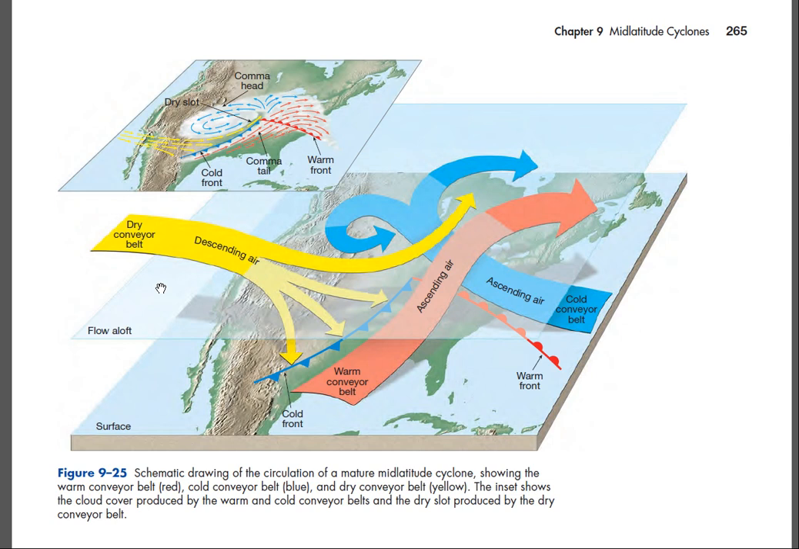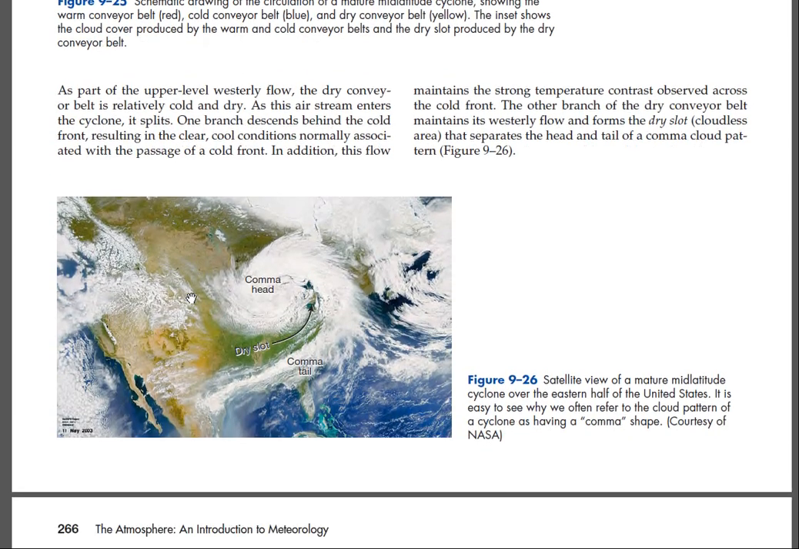In summary, the conveyor belt model of a mid-latitude cyclone provides a three-dimensional picture of the major circulation of these storm systems. It also accounts for the distribution of precipitation and the comma-shaped cloud pattern characteristic of mature cyclonic storms.